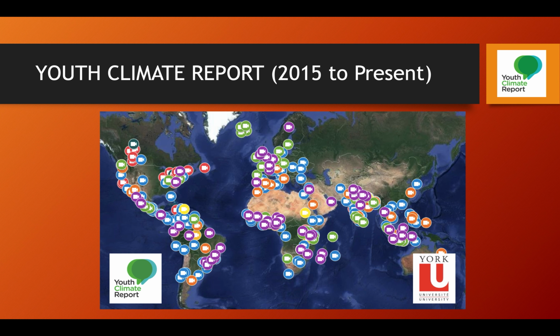All right, this is an example of a GeoDoc. This is a GIS map of the world with lots of colorful pins on it. This project is known as the Youth Climate Report, a project I do in collaboration with the United Nations Framework Convention on Climate Change. And each of these pins represents a documentary short film produced by young people from around the world, representing all 7 continents.